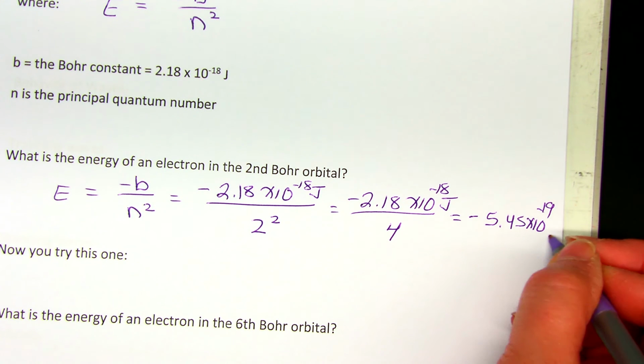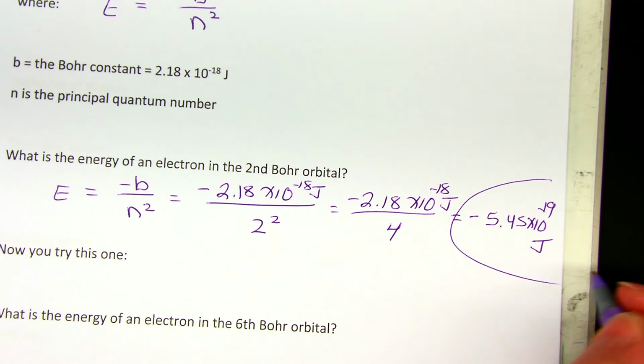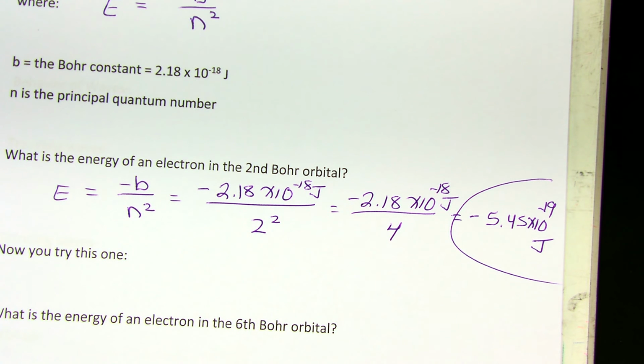Now again, when you look at this, you ask yourself, does that seem like a reasonable answer? And it does, because it's a small amount of energy, and it's the energy of one electron just kind of hanging out in an orbital. And again, this negative sign in there just means that it's a low energy, sitting in its lowest basic energy state. So the sig figs are determined by the 3 sig figs in the Bohr constant.